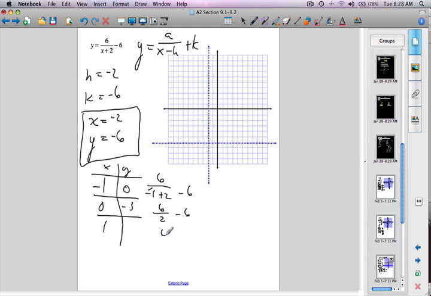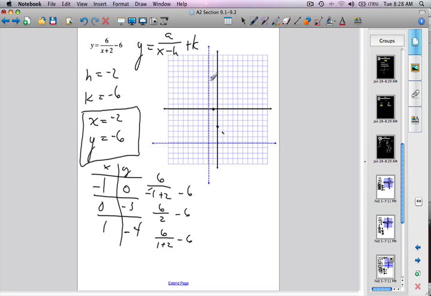And when this is 1, I'll have 6 divided by 1 plus 2 minus 6. So 1 plus 2 is 3. 6 divided by 3 is 2. 2 minus 6 is negative 4. So at negative 1, I would be at 0. At 0, I was at negative 3. 1, 2, 3. And at 1, I was at negative 4, right there.